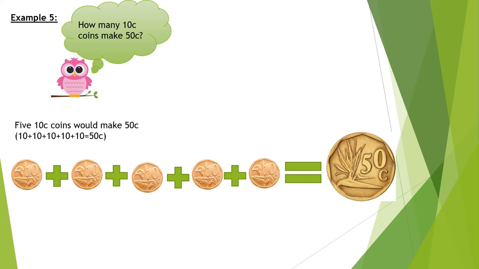Example 5. How many 10 cent coins make 50 cents? 5 10 cent coins would make 50 cents. That is, 10 plus 10 plus 10 plus 10 plus 10 equals 50. 5 times 10 equals 50.